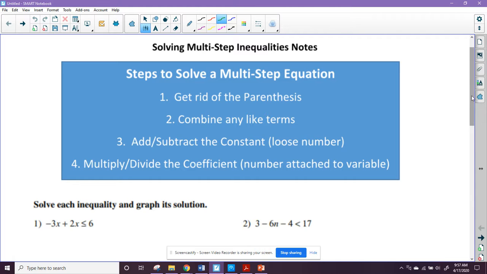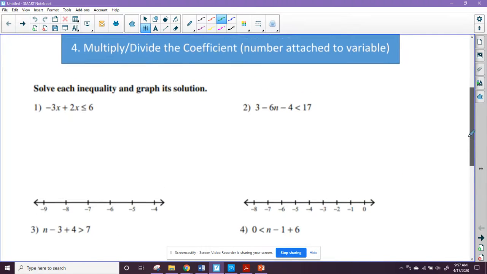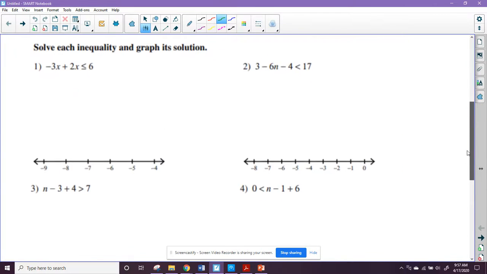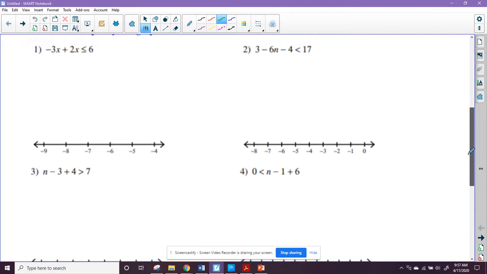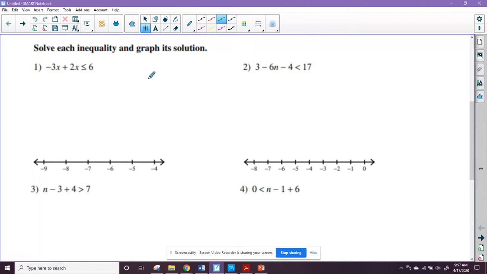Okay, let's look at some examples. So we're going to solve the inequalities and then graph it. So the first one, negative 3x plus 2x less than or equal to 6. We do not have parentheses, but we need to combine our like terms. So we have two x's here. So negative 3 plus 2 gives us negative 1. And we rewrite everything as it is.